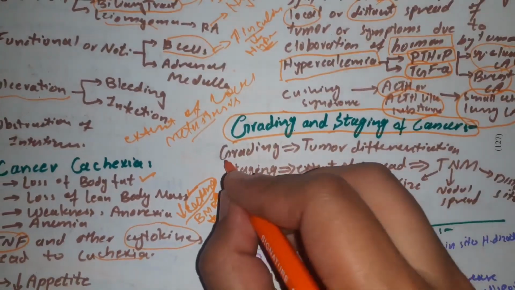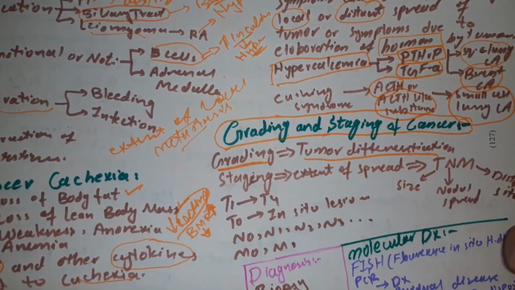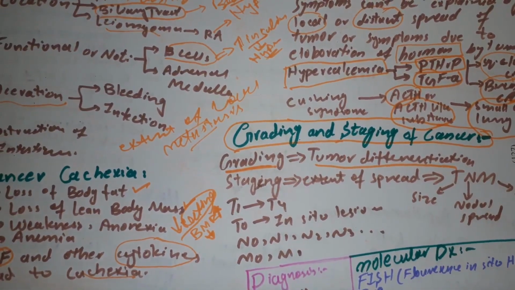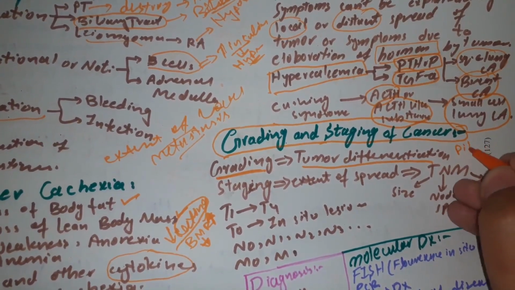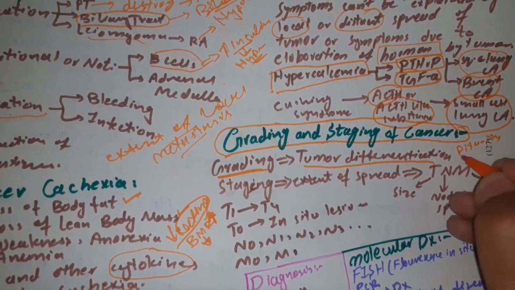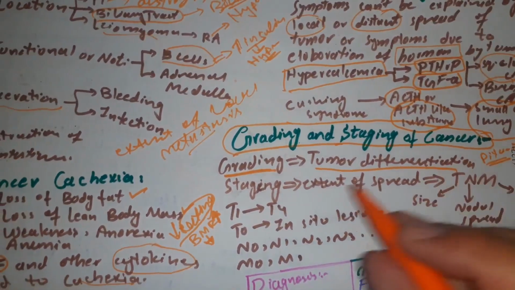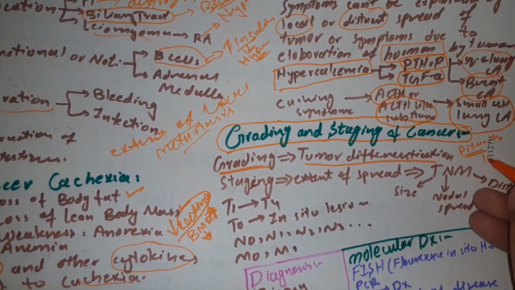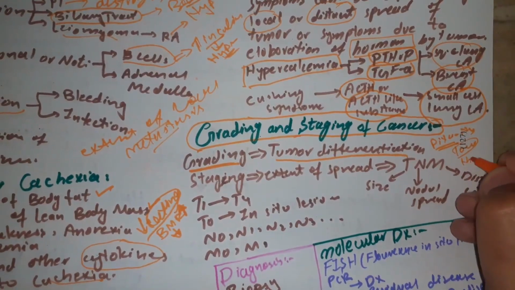So what does grading mean? Grading basically refers to the extent of differentiation of tumor, and it means how much a tumor resembles its parent tissue. For example, if a tumor is arising from pituitary, grading will show how much the tumor cells resemble normal pituitary cells. So based upon grading, tumor can be low grade, which will be more differentiated, and high grade, which will be less differentiated.